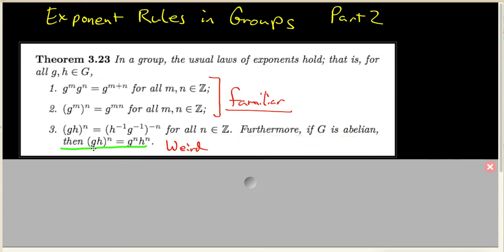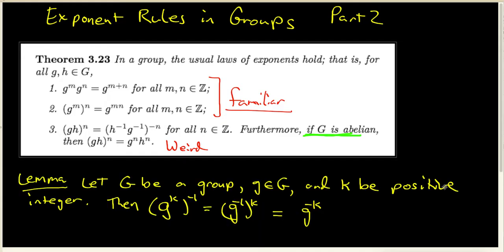In other words, (gh)^n is equal to g^n times h^n only when G is an abelian group. In the previous video, we proved this lemma, that if G is a group and we take any element g in G and k is a positive integer, then the expression g^(-k) can denote either one of these particular things, because the inverse of g^k is (g inverse)^k, and we can denote both of those by g^(-k).